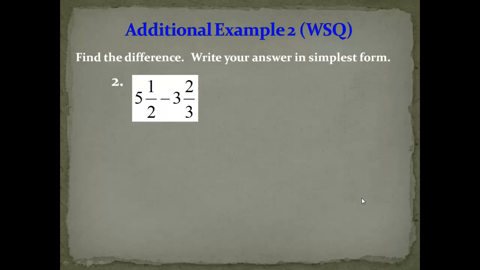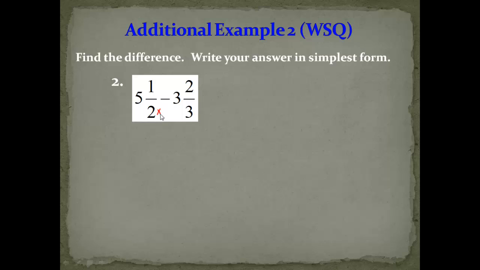Now we have a second example. This will be the additional example that will go in your whisk form. We want to find the difference, and we're going to write our answer in simplest form. We have 5 and 1/2 minus 3 and 2/3. Remember, you can pause the video and try it on your own or follow along. Our first step is to get our common denominators. We have 2 and 3, so our least common denominator is going to be 6.